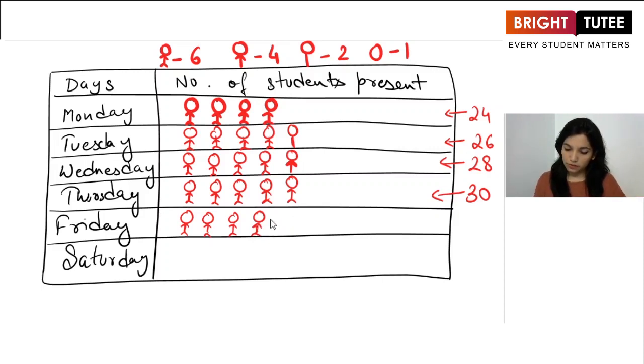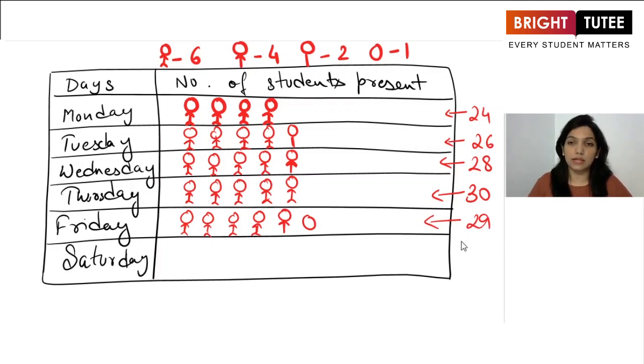So we need 25, 26, 27, 28, 29. We need 5 more. So 5 can be taken as, we can put the image of 4 and then we can have image of 1. Okay. So here this gives the total of 29 students.